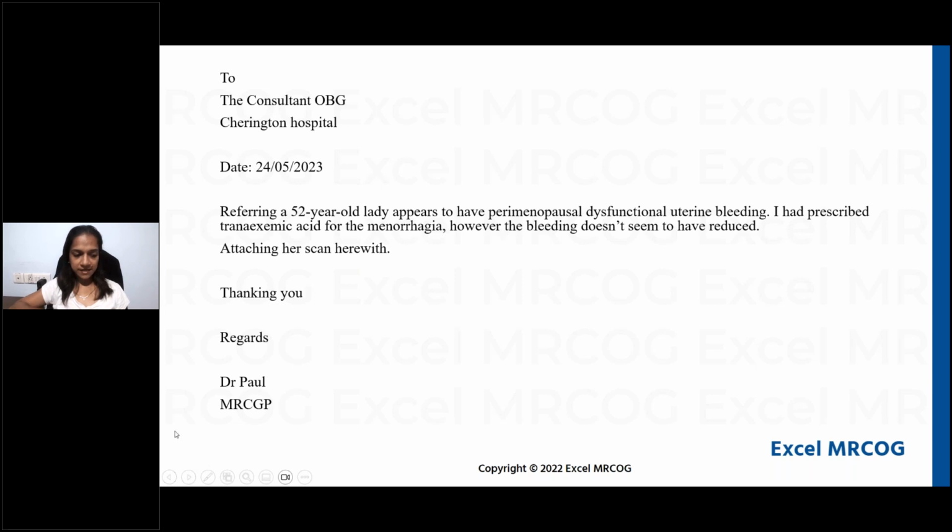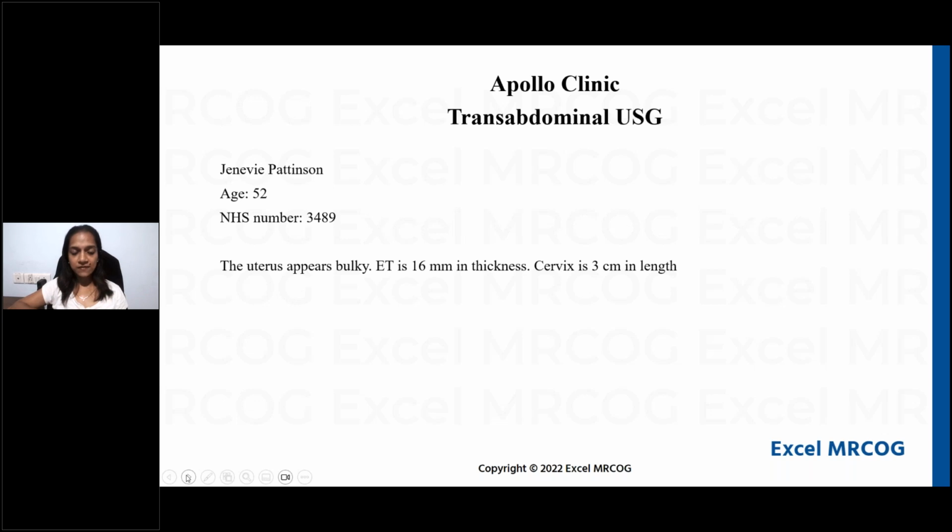So this is a GP letter, okay, which says that there is a 52-year-old lady with perimenopausal dysfunctional bleeding, not responding to tranexamic acid. A transabdominal ultrasound is done, which shows a thickened endometrium. So this is the information that you have gathered in the 2 minutes time. And then you have to answer the questions. The first question that was asked was, what history would you like to gather?